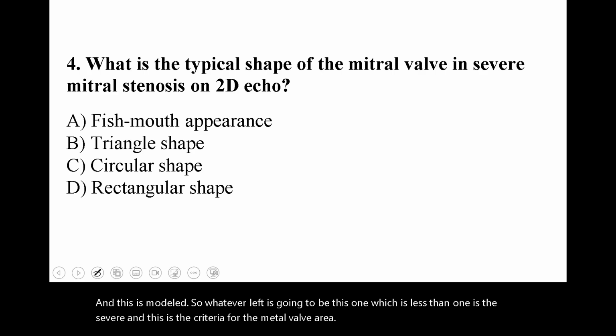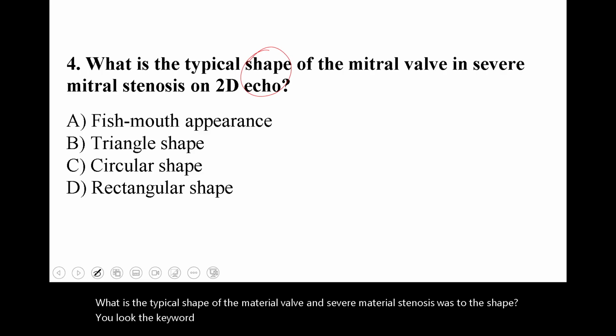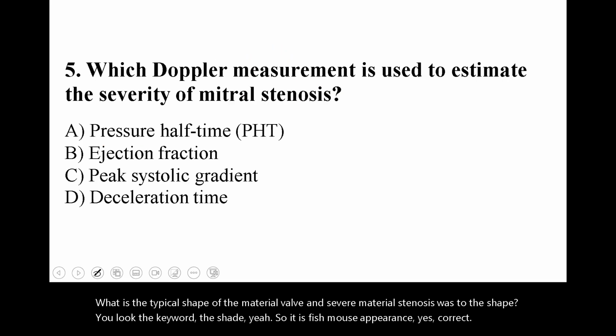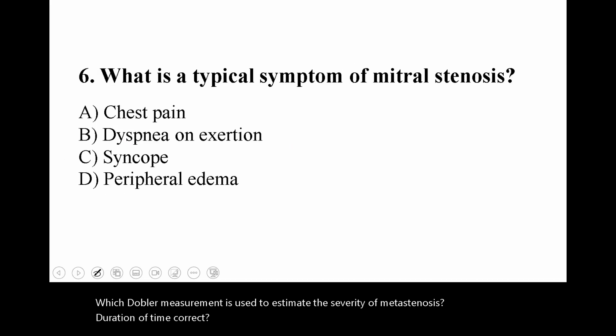What is the typical shape of the mitral valve in severe mitral stenosis with 2D? The shape. Look at the keyword, the shape. Yeah, so it is fish mouth appearance. Yes, correct. Which Doppler measurement is used to estimate the severity of mitral stenosis? Pressure half time, correct.